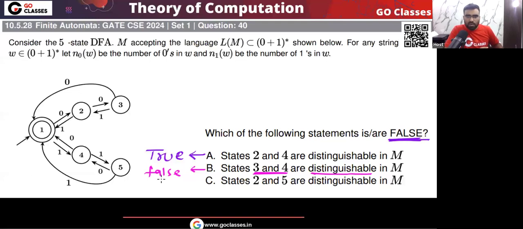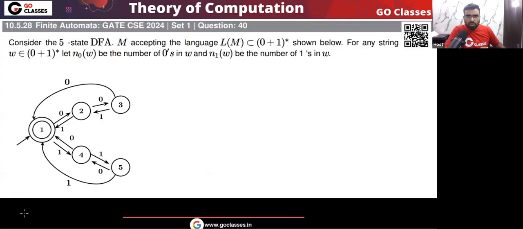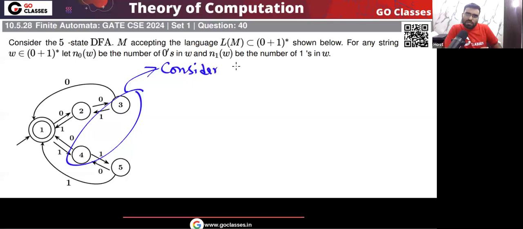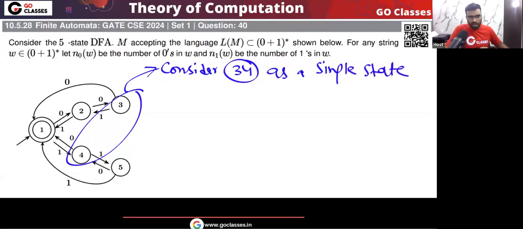Okay. Now remember, 3 comma 4, they are equivalent. So you can merge them. Correct. You can consider them as the same state. Do you agree? Consider 3 comma 4 as a single state. Okay, now let's check.